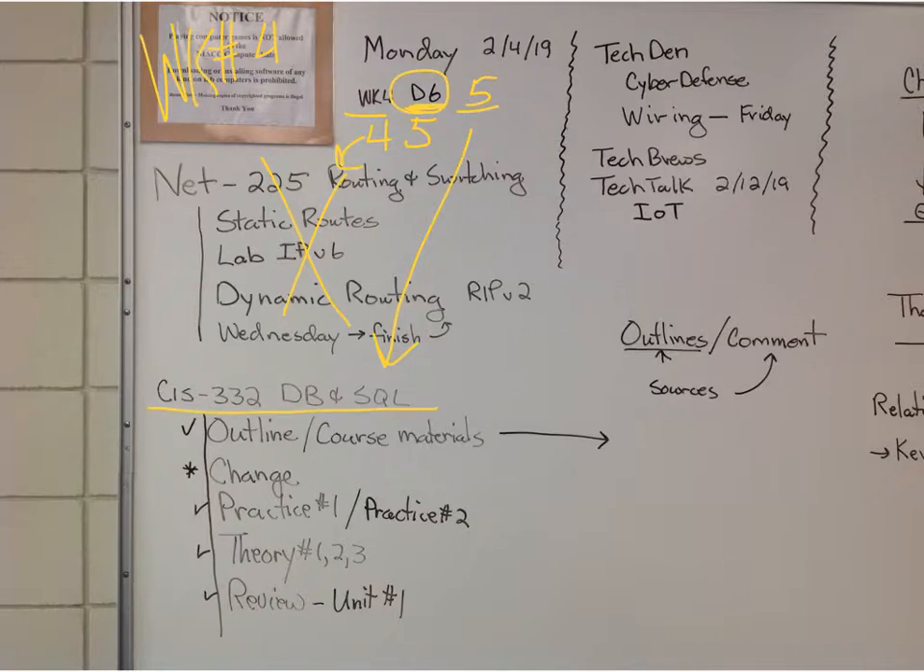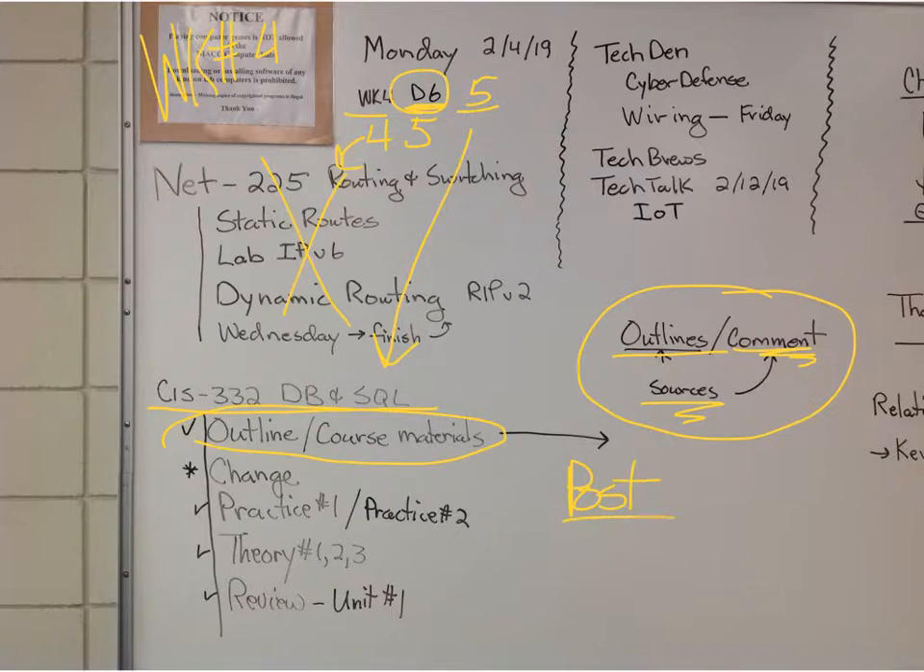Database and SQL. First thing we did is we talked about the outline materials, and we made sure people's outlines were set to comment. Need to list the sources. And I also talked about a post. When students get their outlines up to date, I'll post an example of an outline that I did.